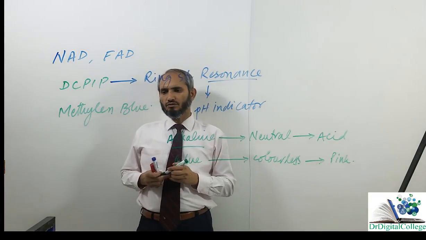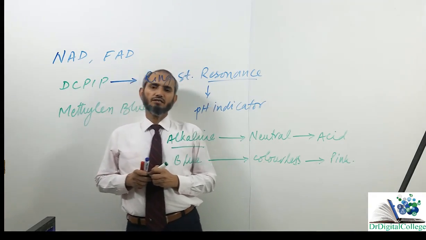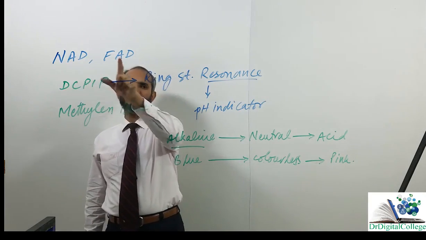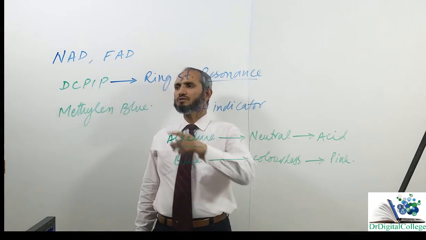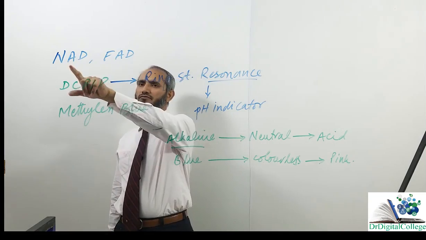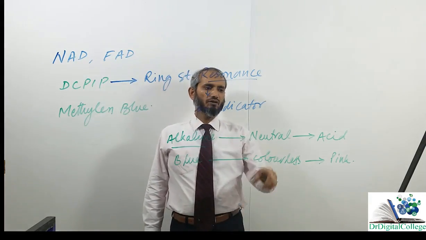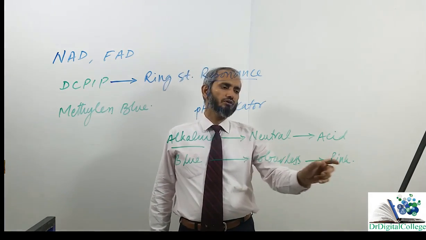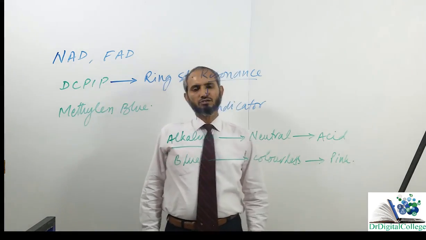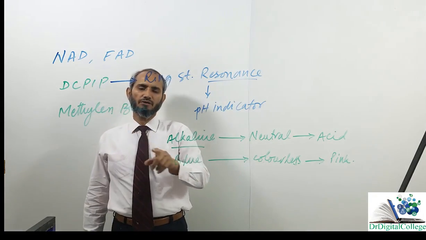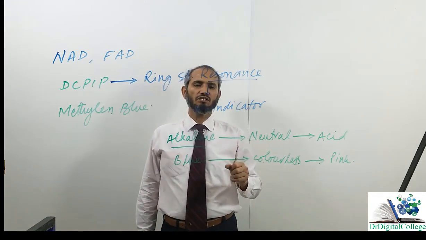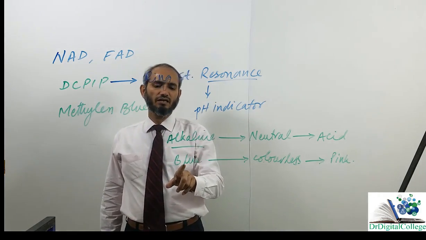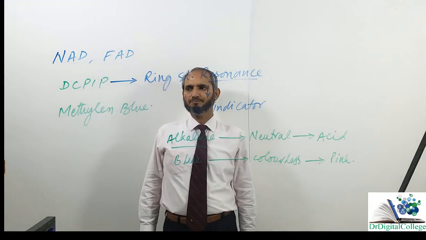You know that during the oxidation process, there is removal of hydrogen, which is carried away by NAD or FAD. If we use DCPIP instead of NAD or FAD, it will be reduced and its blue color will become colorless or slightly pink. So we can use DCPIP as a redox indicator, and the time taken for the disappearance of its color can be used as the rate of reaction.